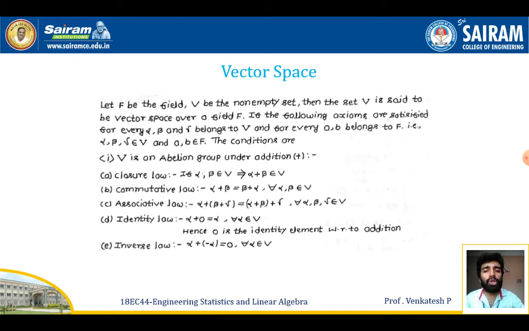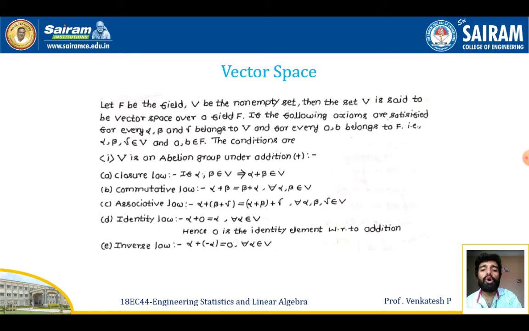Now, to show that any set is a vector space, it must satisfy two conditions. One is vector addition and the other is scalar multiplication. Based on these two conditions, let me define a few axioms to satisfy the vector space property. The first axiom is that V is an abelian group under addition, that is the plus sign. In this abelian group, mainly I have 5 properties.